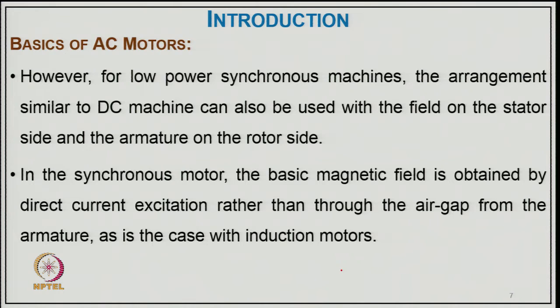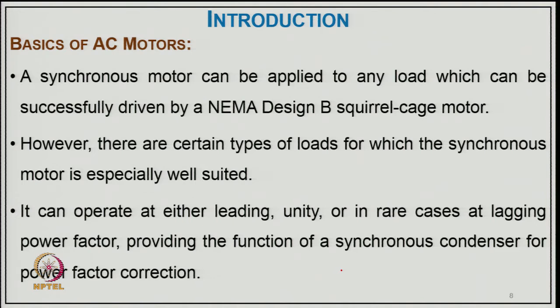Now, however, for low power synchronous machines an arrangement similar to a DC machine can also be used, with the field on the stator side and the armature on the rotor side. In a synchronous motor the basic magnetic field is obtained by direct current excitation rather than through the air gap from the armature, as in the case of the induction motor. So, a synchronous motor can be applied to any load which can be successfully driven by a NEMA design B squirrel cage induction motor.